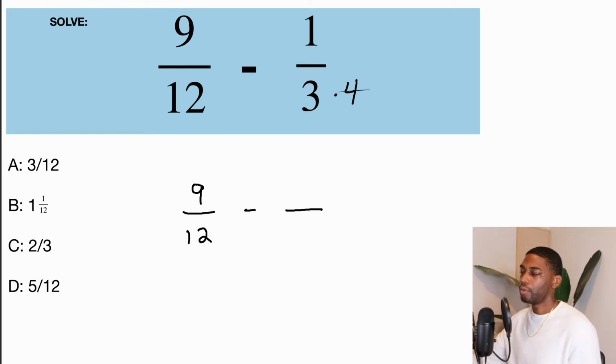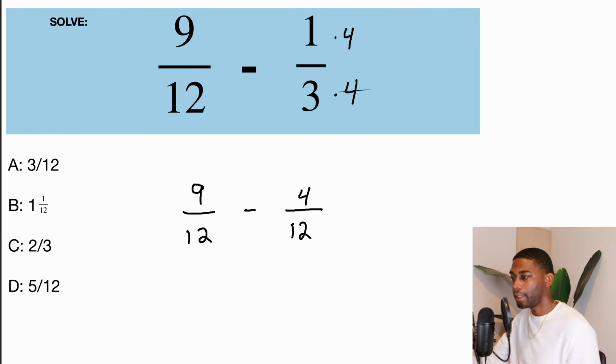Okay? 4. I don't know what just happened there with that pen, y'all. Bear with me. Right? We multiply by 4. So 3 times 4, we know is 12. Whatever we did to the bottom, we also have to do to the top. 1 times 4, we have 4.